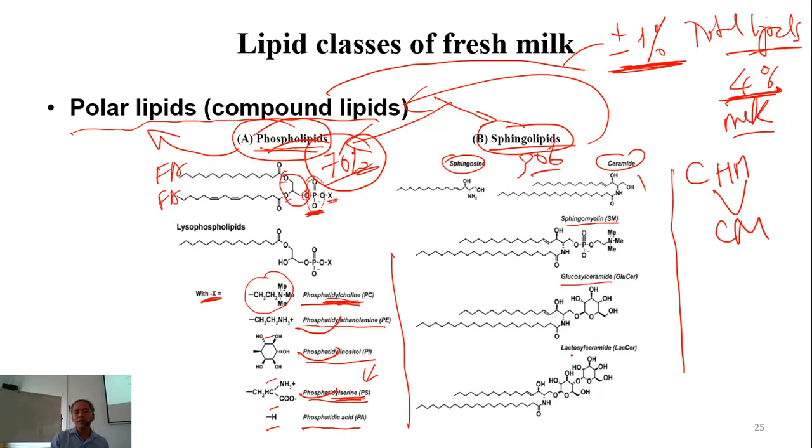Glucosylceramide, lactosylceramide. Gluco means glucose. This is a glucose, this is a lactose, linked to a fat. You see, fat linked to carbohydrate. It's a strange component, which is why it occurs in very small concentration.